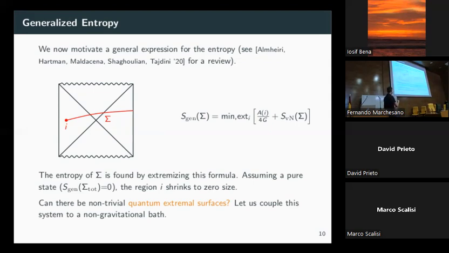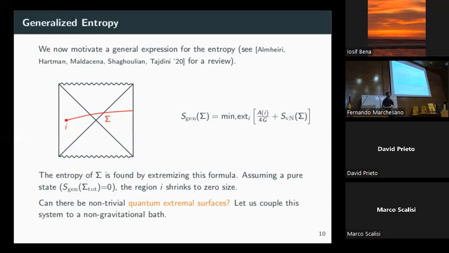Now, I know you might wonder, does this entropy formula give you the correct expression if you're thinking about the pure state? A pure state is defined by having 0 entropy. And you see that if you extremize this formula in a pure state, then this region I can shrink all the way to 0 size. In that case, there's no area term, and the von Neumann entropy is the von Neumann entropy of the entire Cauchy slice. So indeed, that correctly produces 0.